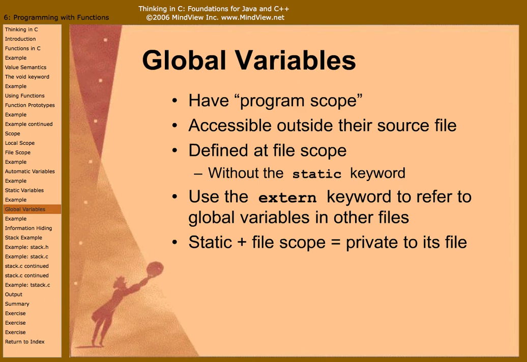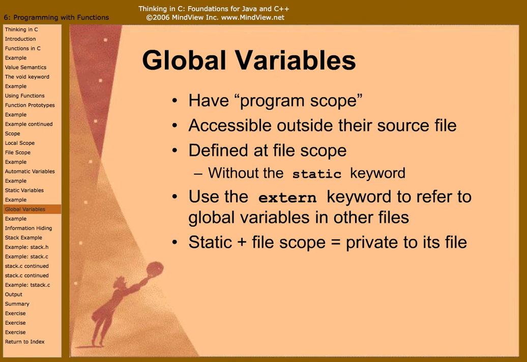Program scope is similar to file scope, except it's bigger. Anything you define outside of a function is going to have program scope unless you restrict it. What this means is that you can access it from another file. So, a couple of slides ago, we had an int I declared outside of any function in its file, and that is a global variable.